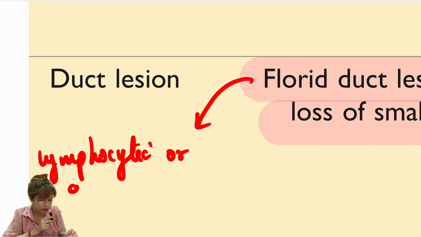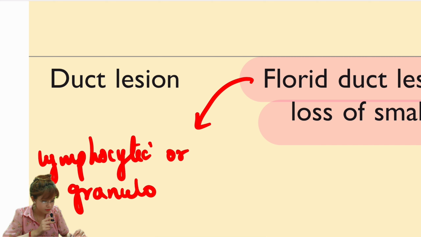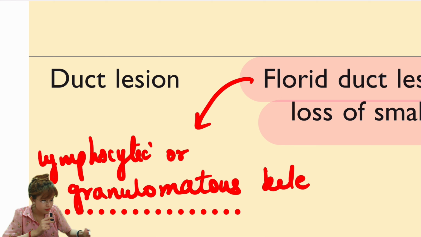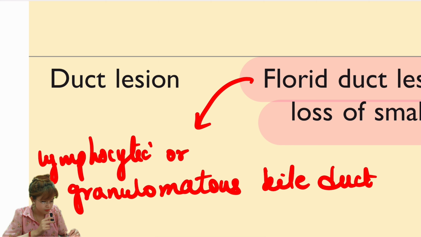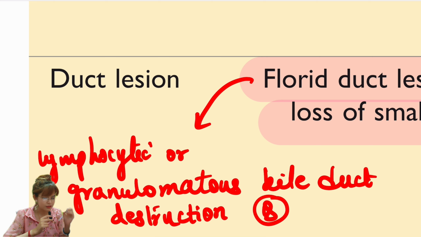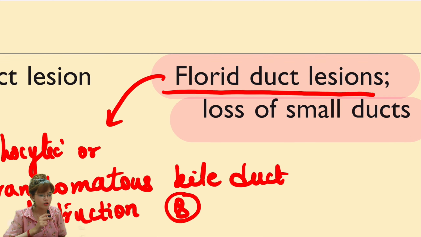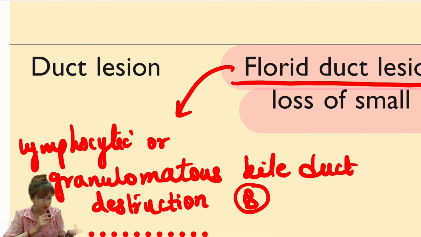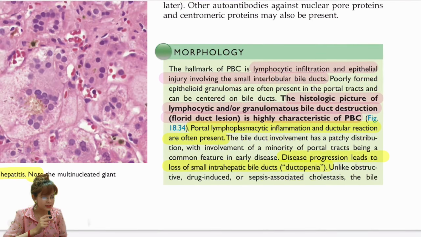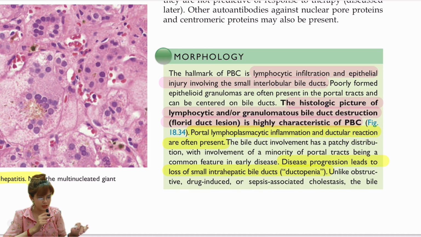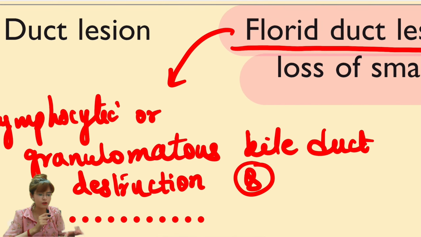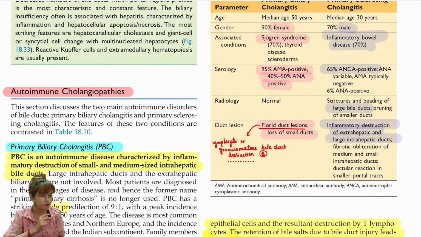or granulomatous bile duct destruction. This is exactly what you have to remember for your MCQs, and this is known as the florid duct lesion. Very important term, or rather you can say it the other way around. Both of the things are the same, and this is characteristic of PBC, lymphocyte as well as granuloma. Both these terms are very important for PBC.